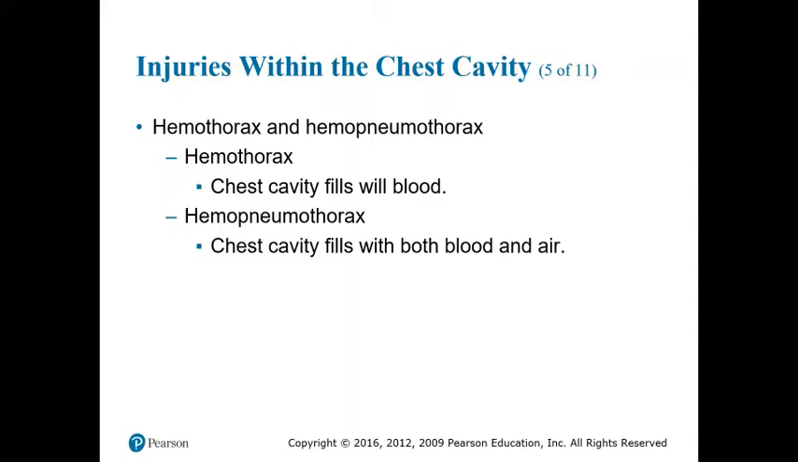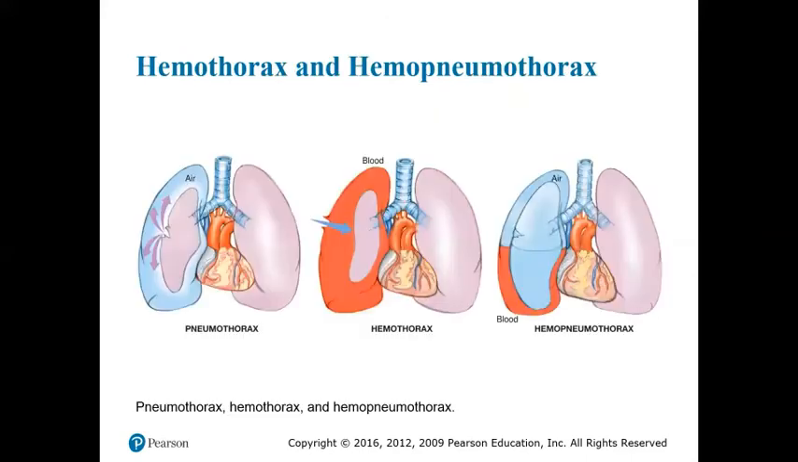Hemothorax is when the chest cavity is filling up with blood for whatever reason. Something's damaged inside the chest cavity, and now it's starting to fill up with blood, and that can collapse the lung. And then a hemopneumo is when it's filling with blood and air. And here's a nice picture of that. The pneumothorax on the left. Hemothorax in the middle, and then a hemopneumo on the right. So it's filling up with blood and air.